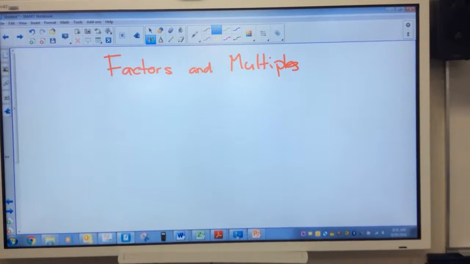Factors and multiples are things that we do already know about. They are not new ideas. We're actually going to start with what a multiple is.